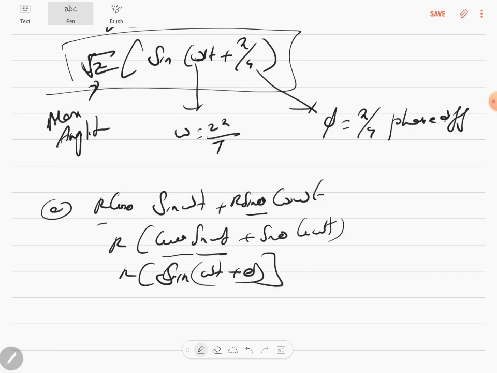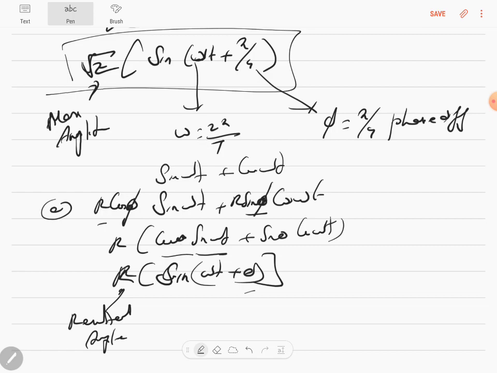Therefore, you manage to convert a sin omega t plus a cos omega t into one single sine function, where r stands for the maximum resultant amplitude. Normally they won't write r cos theta, they'll write it as r cos phi and r sin phi. So you'll get it like this, where phi will be your phase difference, and omega is your angular velocity.